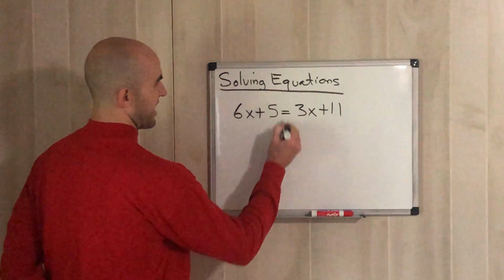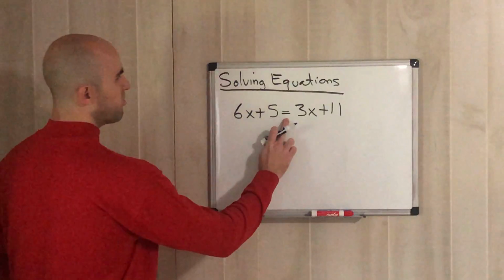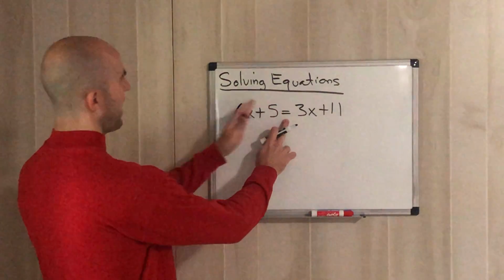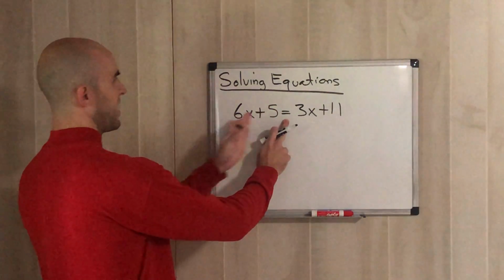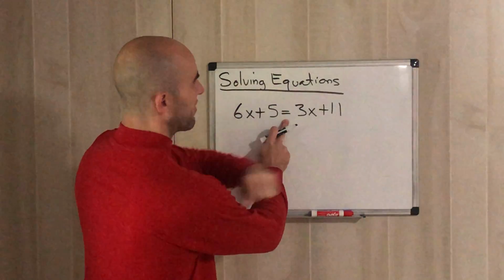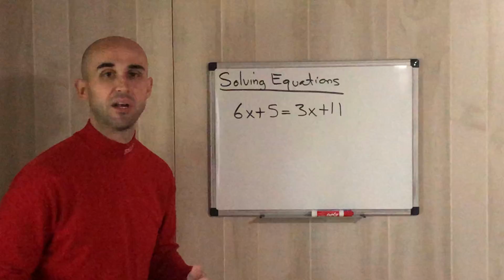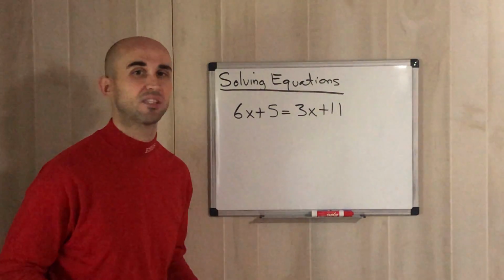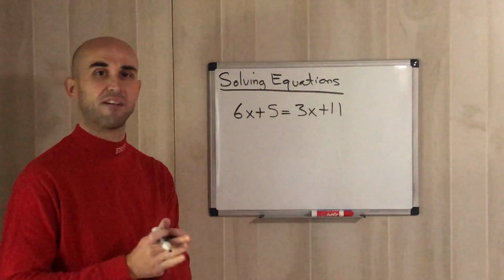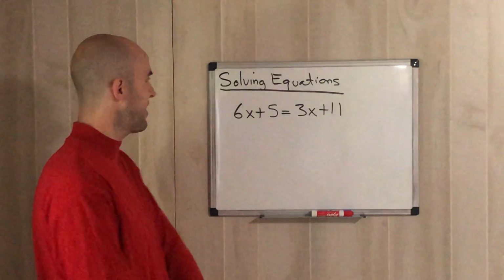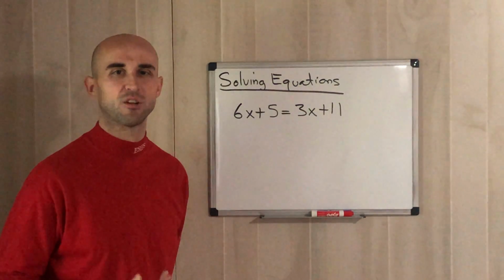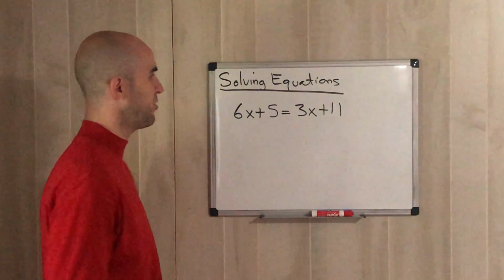You have an equal sign here. So you have everything that's on one side of the equal sign and everything that's on the other side. This is all on the left side. This is all on the right side. And whenever it's on different sides, you can't just combine like terms. You actually have to move things from one side to the other. So it's that moving of terms that sometimes gives people issues.